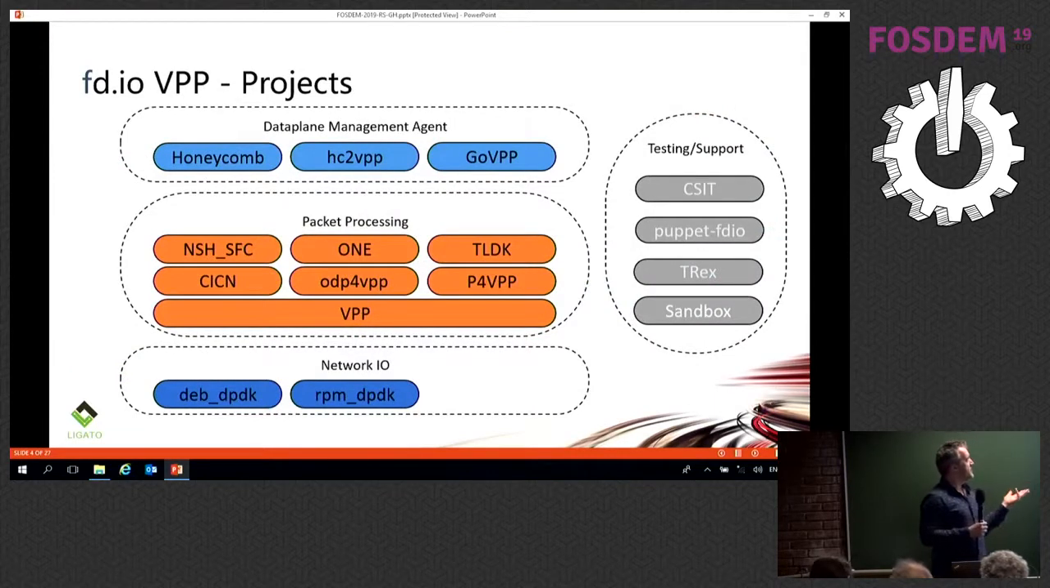So the projects we have in FIDO, VPP itself, of course, the core, and a bunch of other projects around packet processing. Things like Open Data Plane, P4, which has been mentioned a few times already, and even information-centric networking and that kind of stuff.